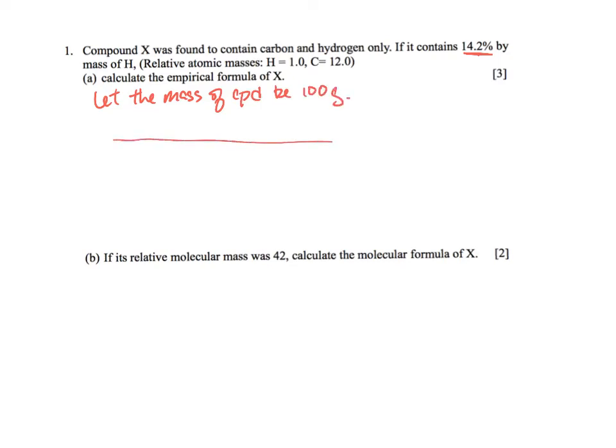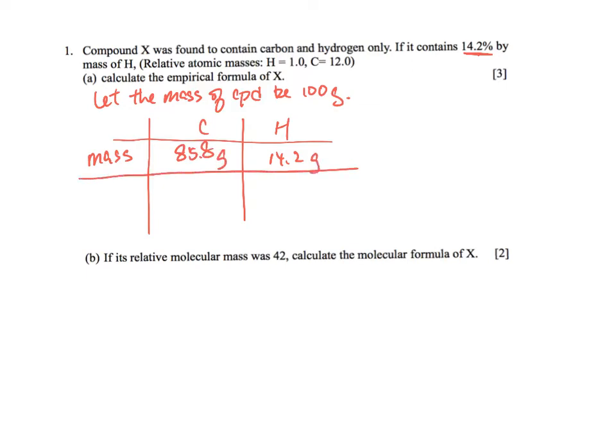The compound that we have, we call CxHy. So the first row is the mass. This one will be 14.2, while the other one will be 85.8. This one should be in gram. If you write the unit, that would be good. This one will be 1 mark.